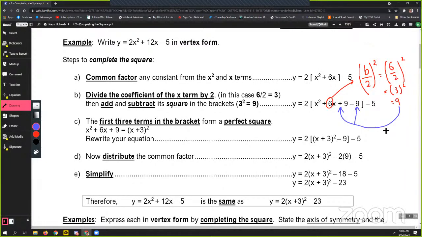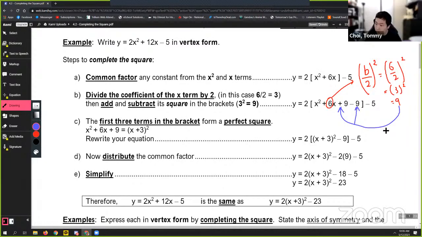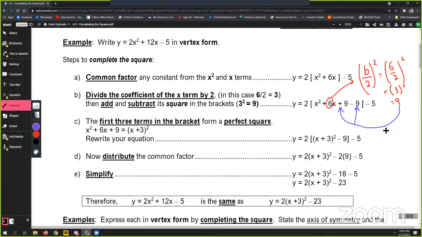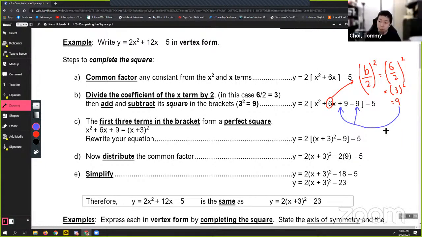To make it 0? Yes, to make it 0. What's the point of making it 0? So you can get rid of it? Not so that you can get rid of it. It is true, if we were to simplify it just then and there, it would get rid of it, but that's not the purpose of it.